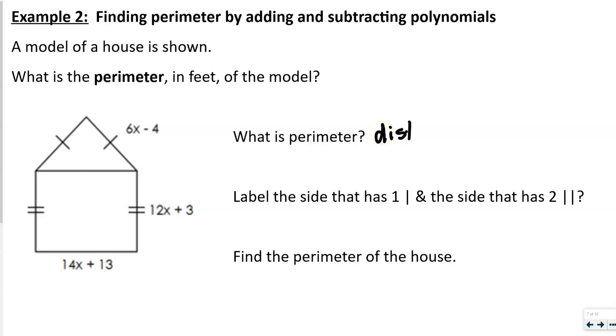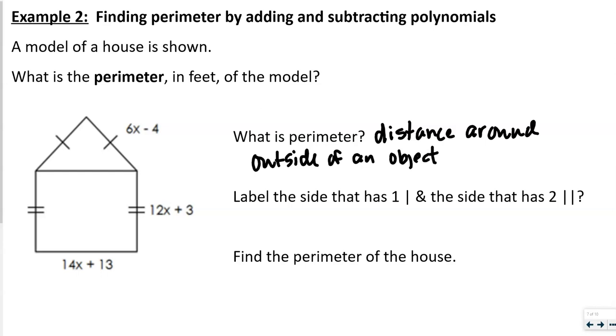Distance around outside of an object. Okay, the next thing it says label the side that has one tick, and the side that has 2 ticks. Okay, so basically this would be 6x minus 4 here, and this one over here would also be 12x plus 3, right? So then it says find the perimeter of the house.